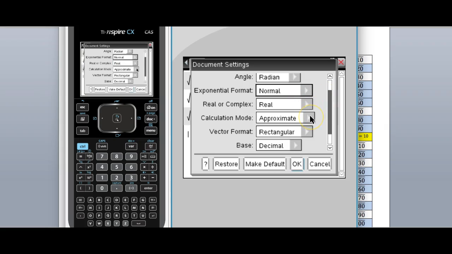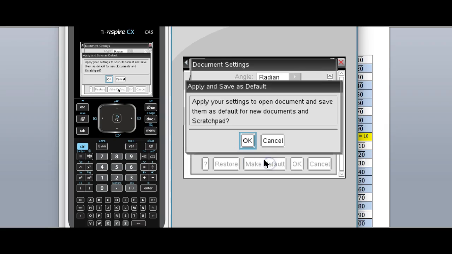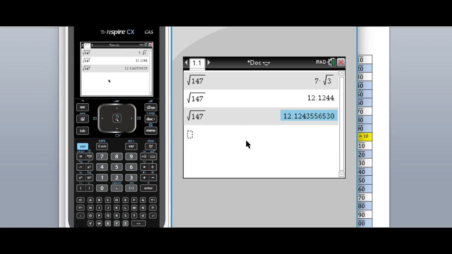Okay, now the calculation mode is what you want to change. The exact means it'll always give you the surd answer. The auto will change between the two, but often just go to exact, and approximate will always be decimal answers. So, whoops, I was meant to press exact. Okay, so for this topic, we want it in exact, and we just go make default. Okay, so now I go back and I get a surd answer.